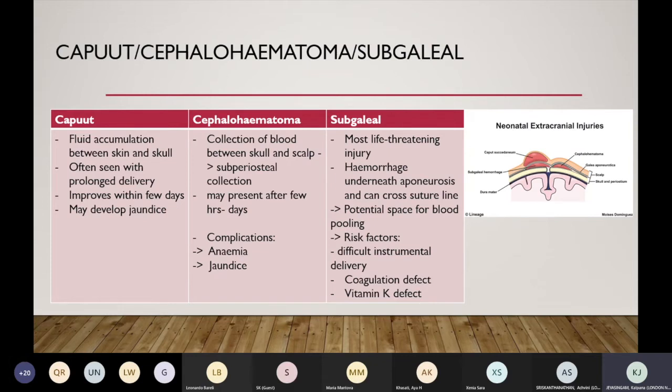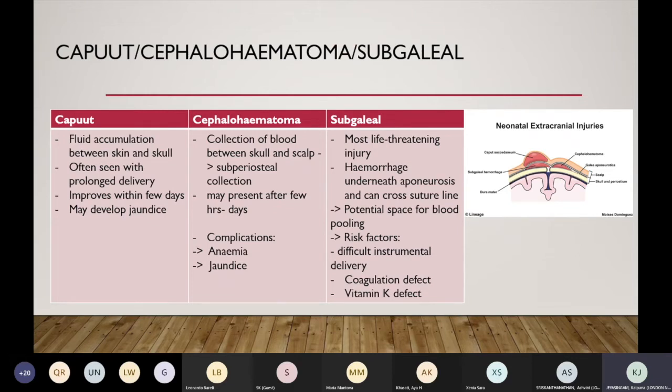Usually the subgaleal crosses over the suture lines. And what you also notice is it has a consistency we usually call a boggy swelling. It's like when you fill a balloon with water, it has that feeling. And who's at risk? Again, instrumental deliveries like forceps or kiwi, i.e. ventouse delivery. Forceps is the two fork-shaped instrument, whereas kiwi or ventouse are similar. It's a cup that's attached to the baby's head.